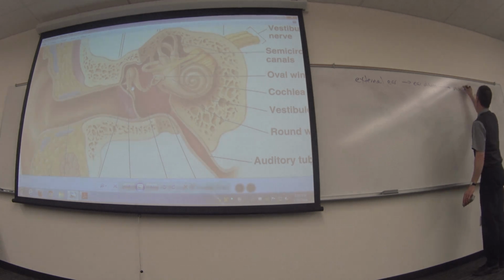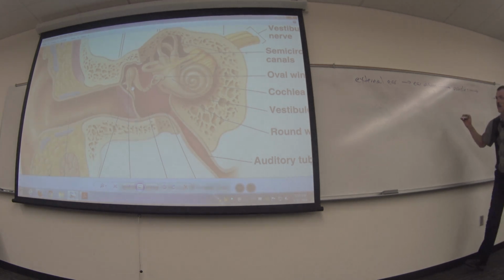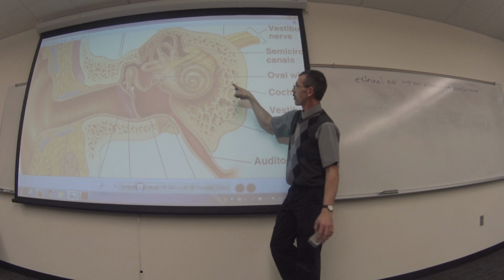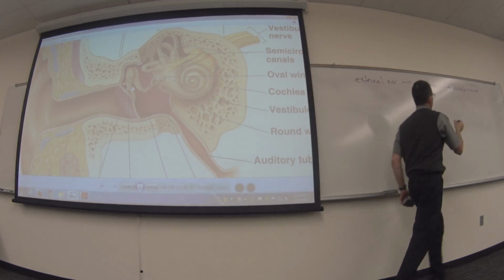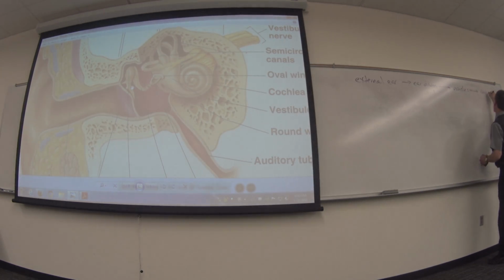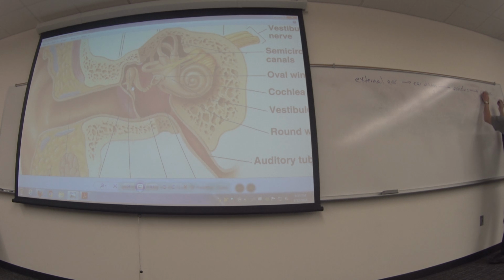Ossicles, which are bones. The bones are attached to the snail, right here, the cochlea. So that's our pathway. The cochlea contains the mechanoreceptors. So remember, mechanoreceptors detect vibration. So we're going to figure out how I can vibrate my snail.